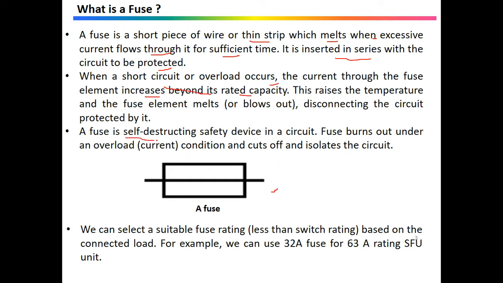So a fuse is considered a self-destructing safety device in a circuit. The fuse burns out under an overload current condition, and thus it cuts off and isolates the circuit and protects the device. The only issue with a fuse is that whenever it burns out or melts, we have to insert the fuse again in the cutout, and only then will the circuit be completed. During that time, we have to wait, and there will be an interruption in the operation of the devices.